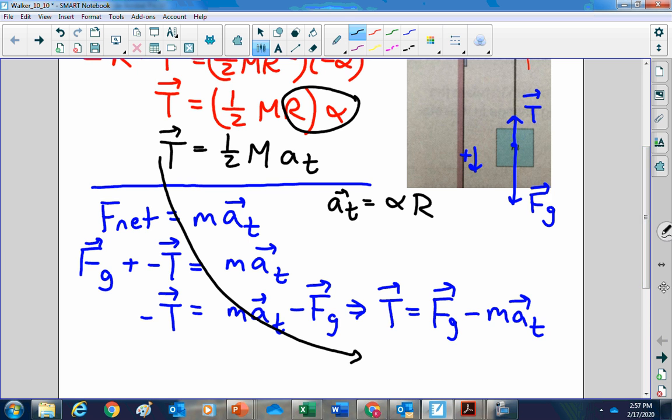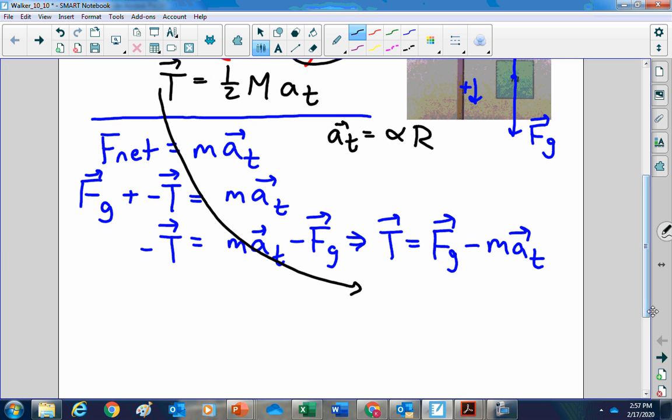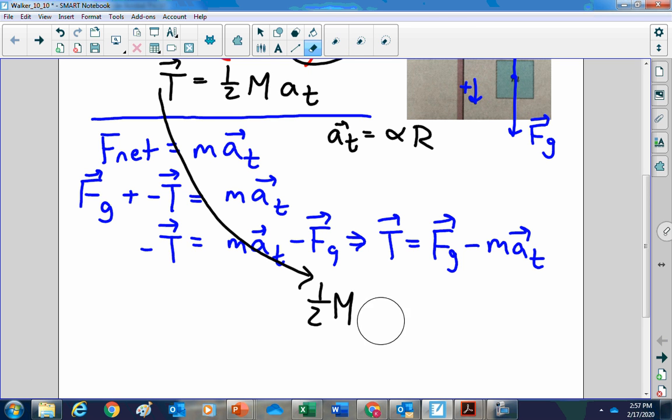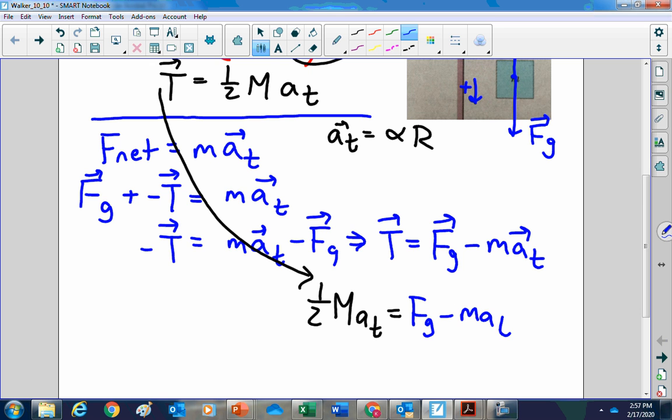Okay, so 1/2, the big mass, the mass of the disk is what that refers to, a_t, equals, and then Fg, that's referring to the weight of the little block. I have to remember that.